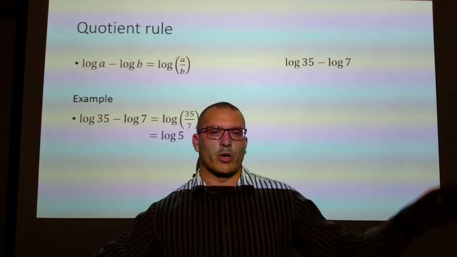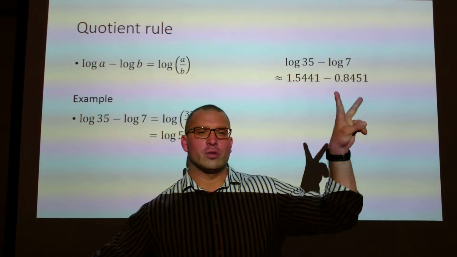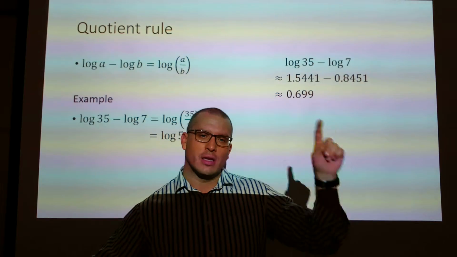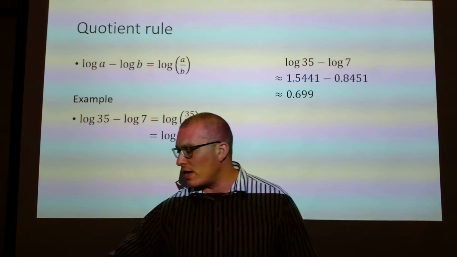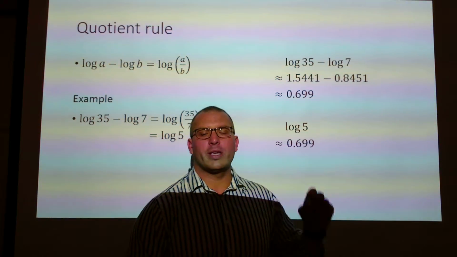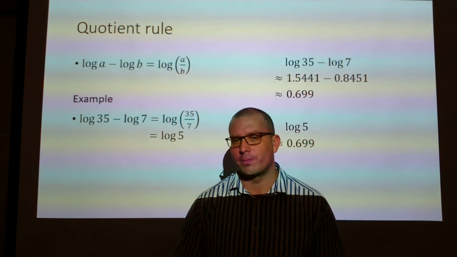So again, we go to our calculator, we put in these two values, we get these two approximate numbers. They sum to give us this here. If we just went and put log 5 in, again we see we come to the same final solution.